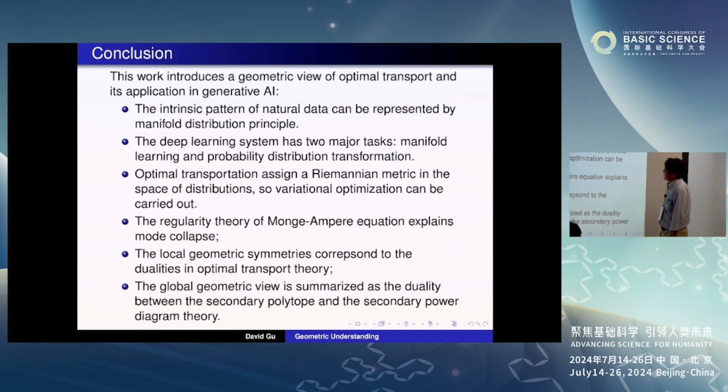Then optimal transport gives you a Riemannian metric for the space of all distributions, which lays down the foundation for the variational approach to deep learning. Then using the regularity theory from the Monge-Ampère equation, we can explain mode collapse, and we see that the boundary of the support of the distribution has a very strong physical meaning. So we should pay much attention to that.